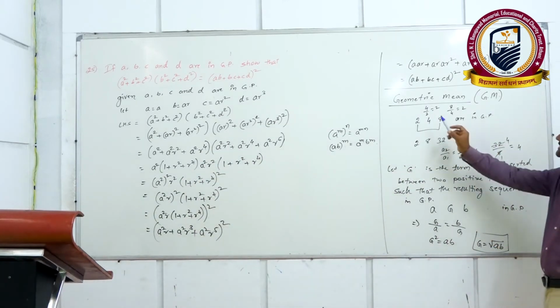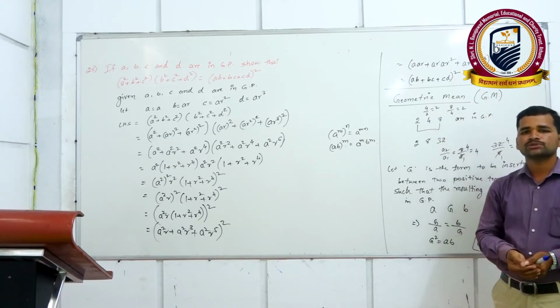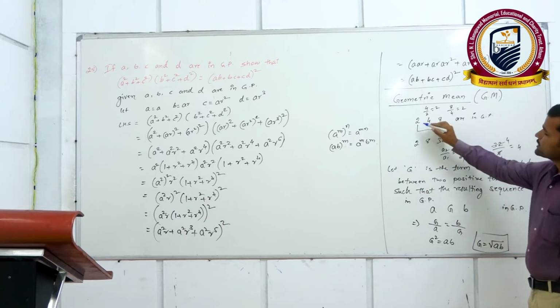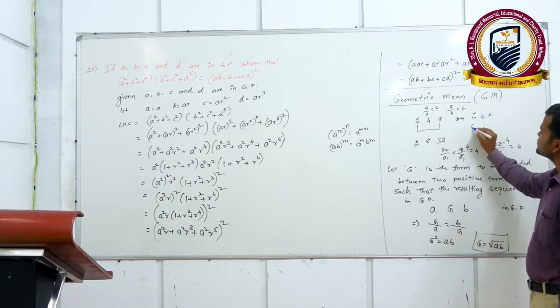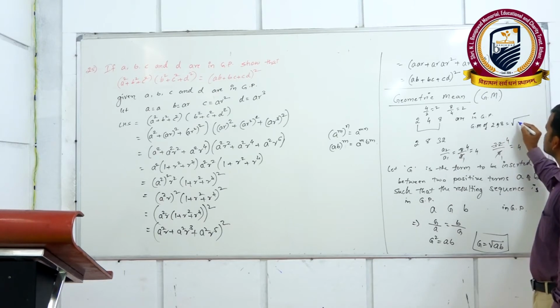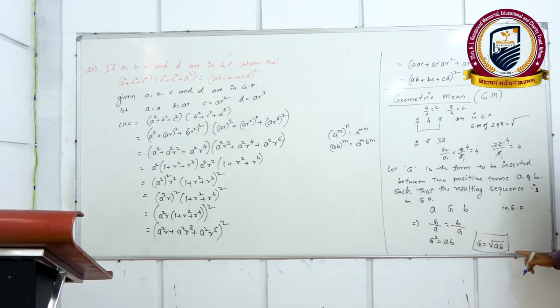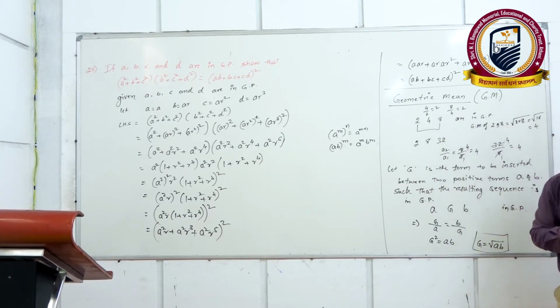Coming to the example, 2 and 8 are the two numbers. We are inserting a number between those two. We will calculate the geometric mean of 2 and 8. The GM of 2 and 8 is nothing but square root of A into B. A is 2 here, B is 8. So 2 into 8 is square root of 16. What is the square root of 16? 4. So 4 is the geometric mean of 2 and 8.